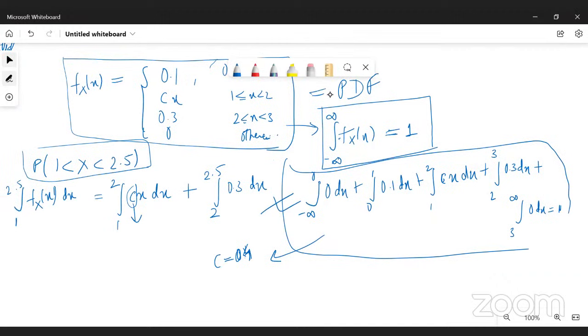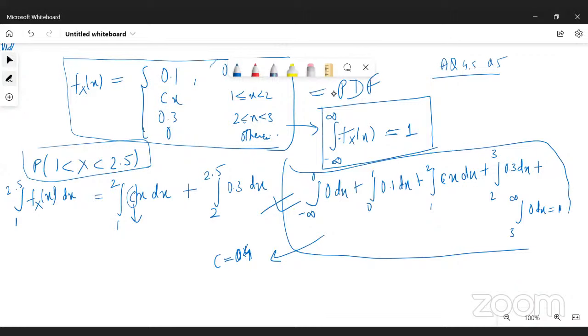Ma'am, C will be 0.4 or 0.6? I'm not sure. Somebody just told me C is coming to be 0.4. Just a second, let me check. 0.4, I'm sure, 0.4. This question is AQ 4.5, question number 5. 0.4, ma'am. I checked it, 0.4 only. Yes, okay.